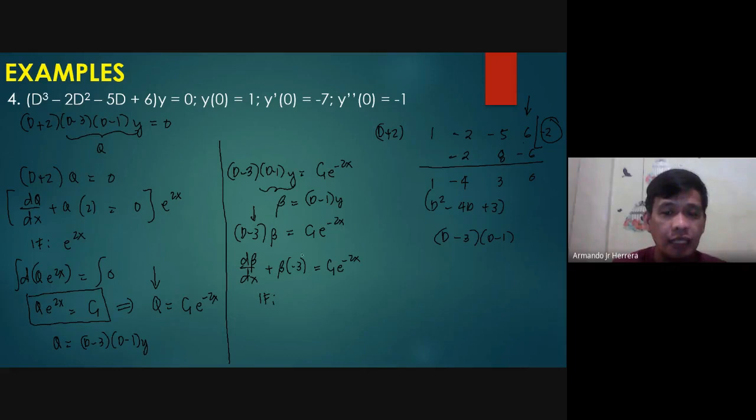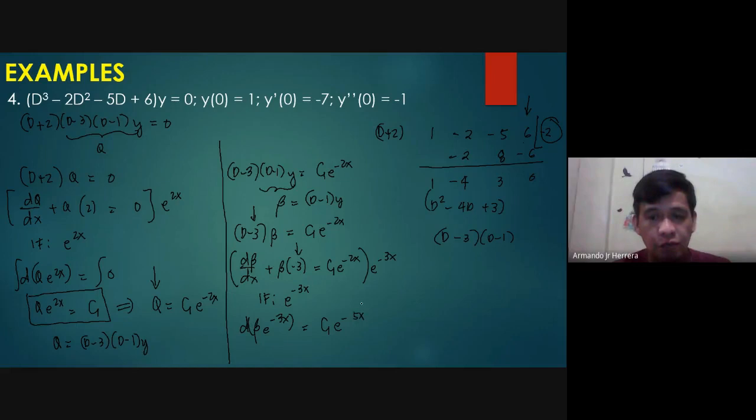So again, our integrating factor is e raised to the integral of the given coefficient of our dependent variable. So that's e to the negative 3x. Multiplying our DE by e to the negative 3x, our integrating factor, that gives us the derivative of beta e to the negative 3x, our dependent variable beta and our integrating factor. So that's c1 e to the negative 5x, because negative 3x and negative 2x, you add the exponents. That's why it's negative 5x.